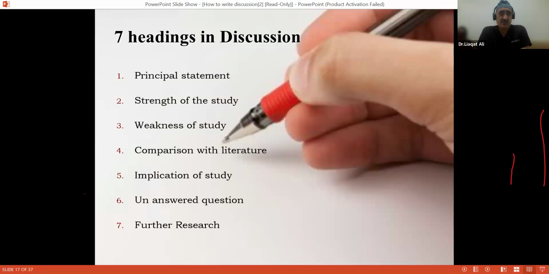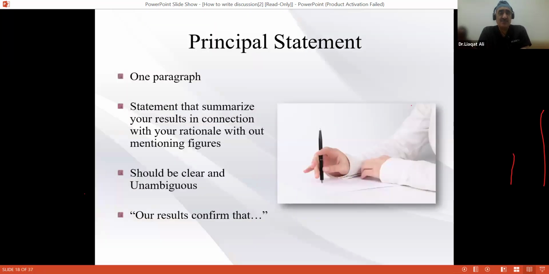वहां सॉरी, आपको मैंने तकलीफ दी. अच्छा, नेक्स्ट प्लीज. Now we dissect these 7 headings one by one. Principal statement. It should be 1 paragraph. I hope मेरी आवाज सबको आ रही है, and I hope everybody is okay. Iqbal? Yes, that's perfectly clear, sir. Okay, thank you so much.